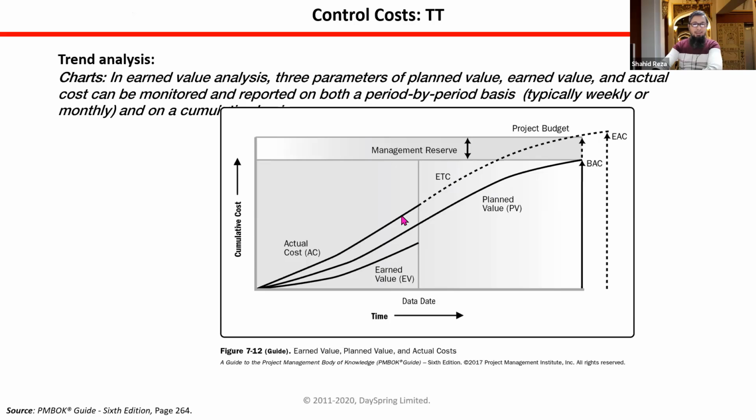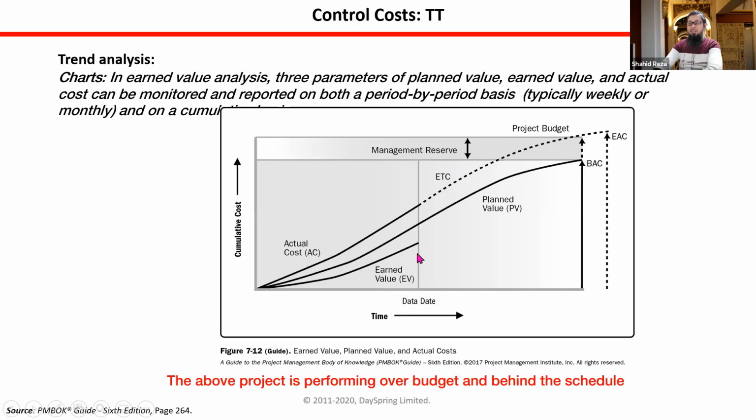Can you see the answer? The above project is performing over budget, already expending a lot, and it is behind the schedule. So how do you understand this? If you can remember the formula, you can easily interpret this.